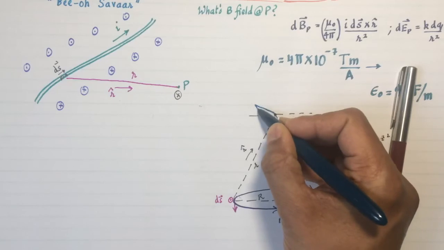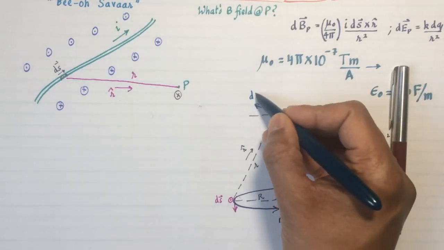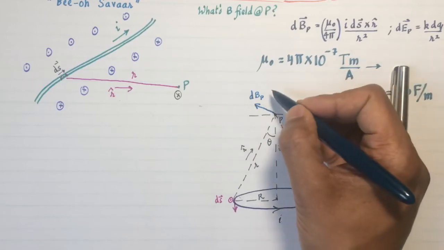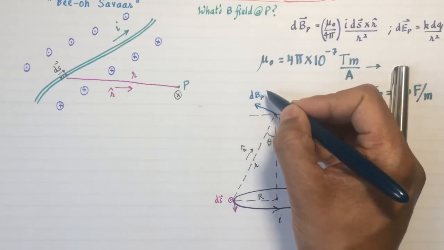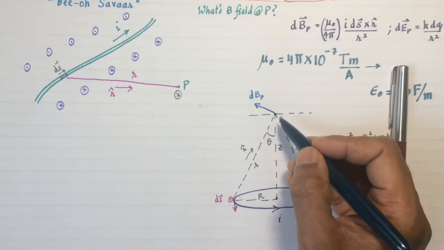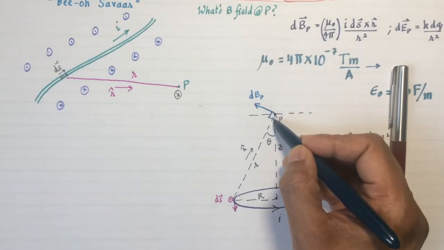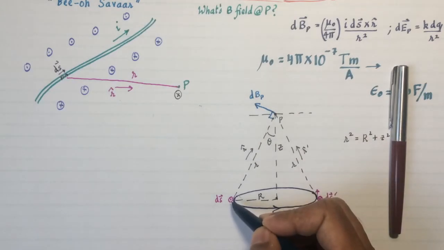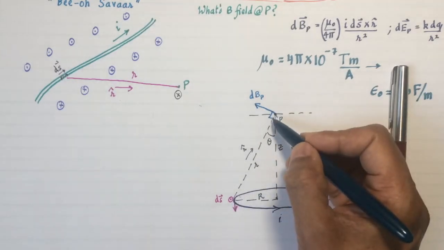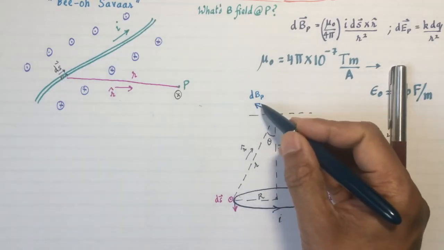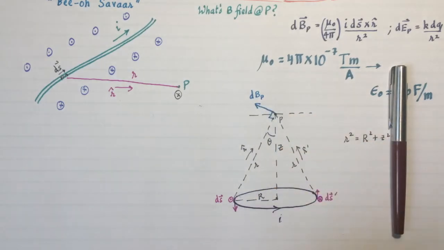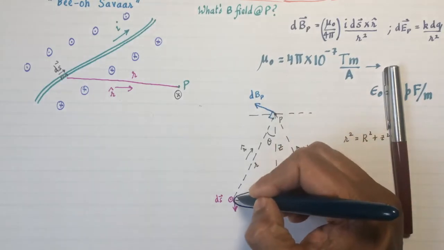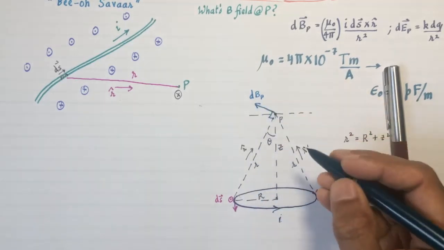Remember what the cross product means. It means that the vector that you get, which I'll call dBp, is going to be such that it'll make a 90-degree angle with both the r hat vector and the ds vector. The fact that it makes a 90-degree angle with the ds vector is obvious because I've drawn it on the page while the ds vector is coming out of the page. But here you have to make sure that 90 degrees is maintained between r hat and this dB vector.